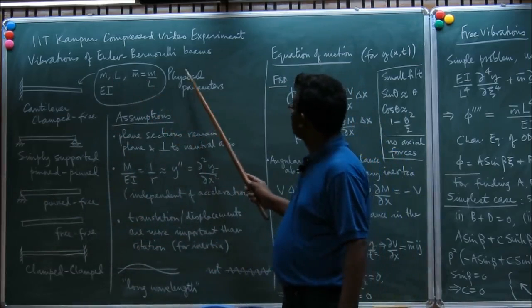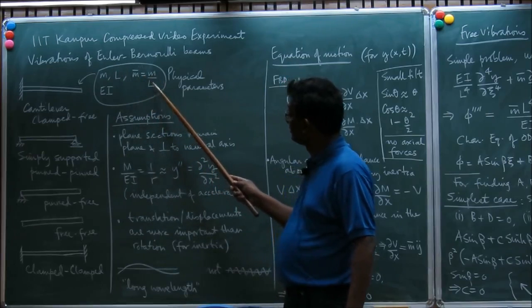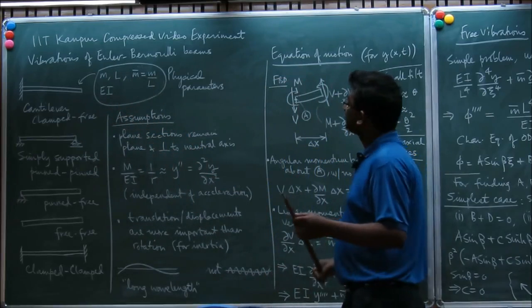The mechanical, physical parameters are the mass and the length, which we also write as m bar, the mass per unit length, and there is EI, which is the modulus of bending rigidity.